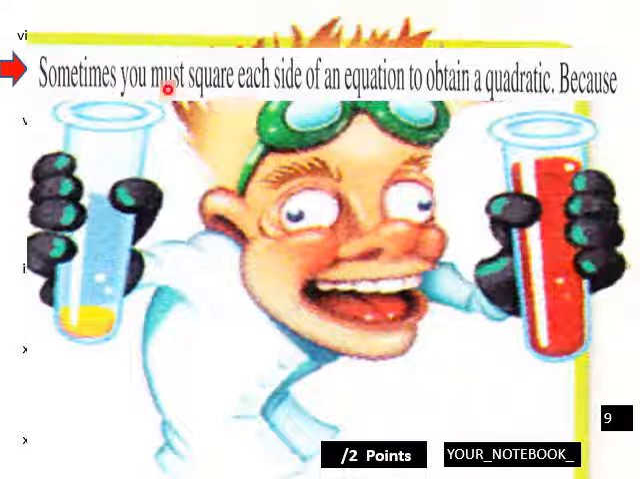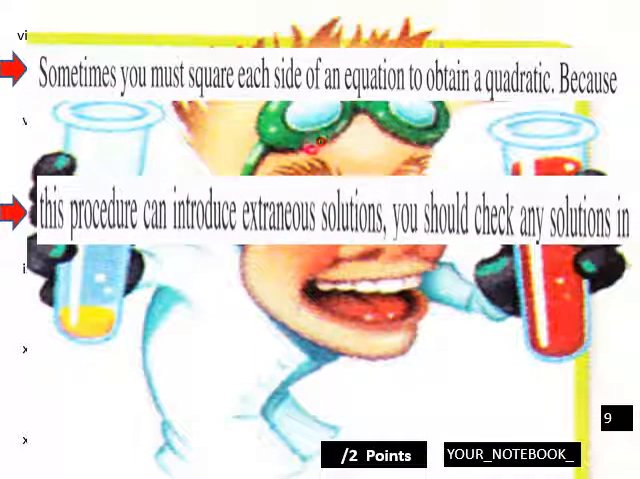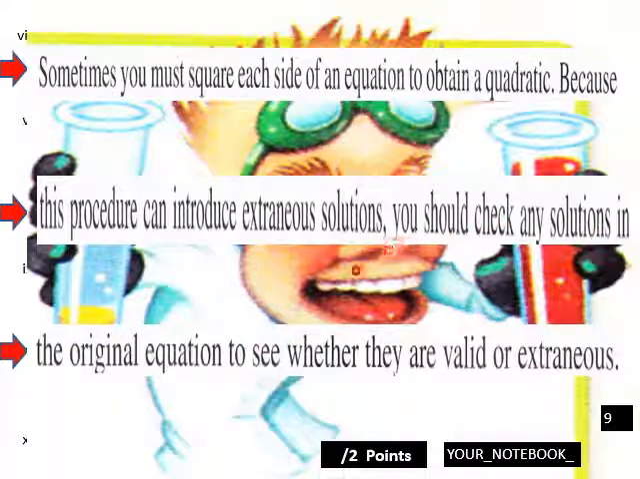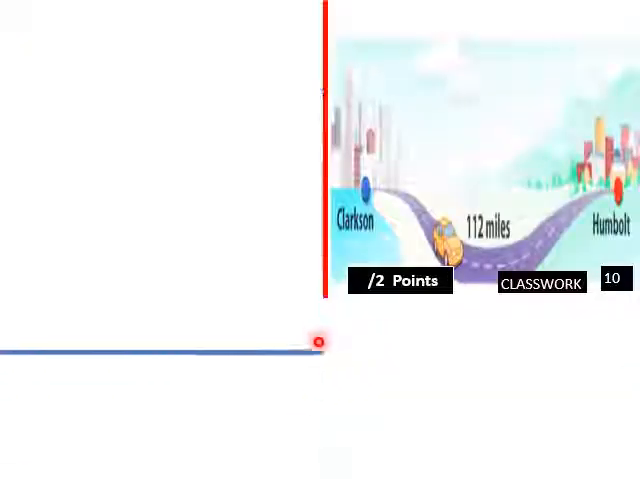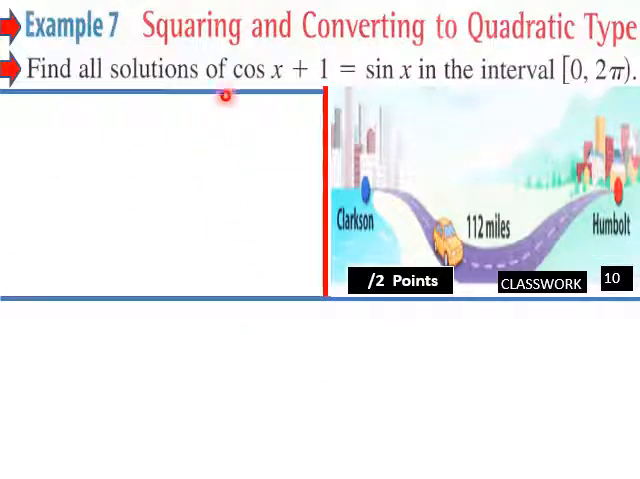Your notebook, students. Sometimes you must square each side of an equation to obtain a quadratic because this procedure can introduce extraneous solutions. You should check any solutions in the original equation to see if they are valid or extraneous. Well, okay, squaring and converting to quadratic. Find all the solutions of cosine x plus 1 equals sine x in the interval of 0 to pi.